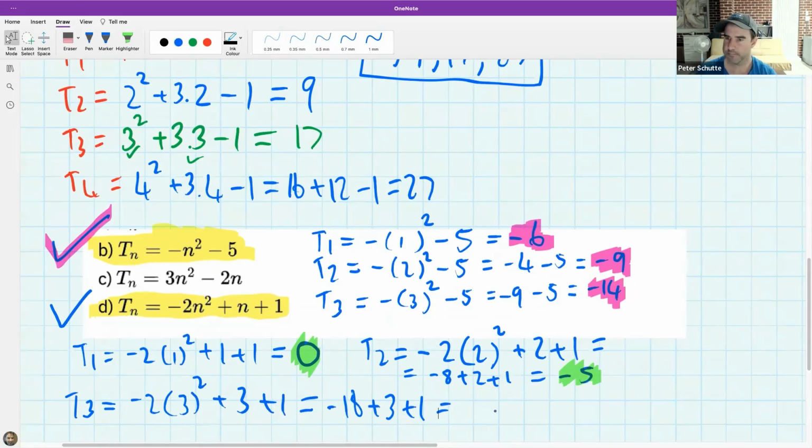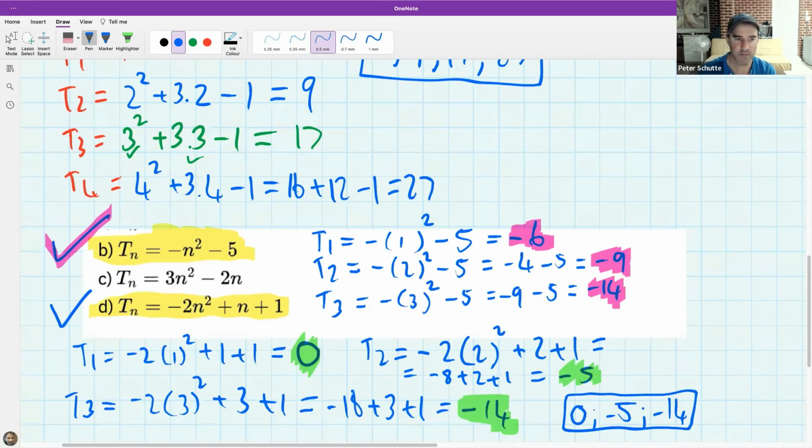What are you guys getting? I think I see the answer coming up. Okay. So minus 18 plus 3 is minus 15, plus 1 is minus 14. And so we should have, as our first three terms for D, 0, minus 5, minus 14. And for B, it was minus 6, minus 9, minus 14.